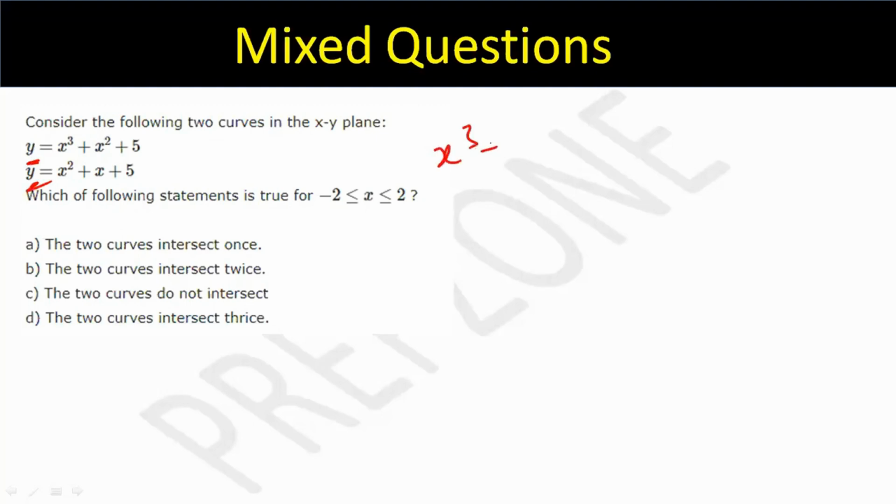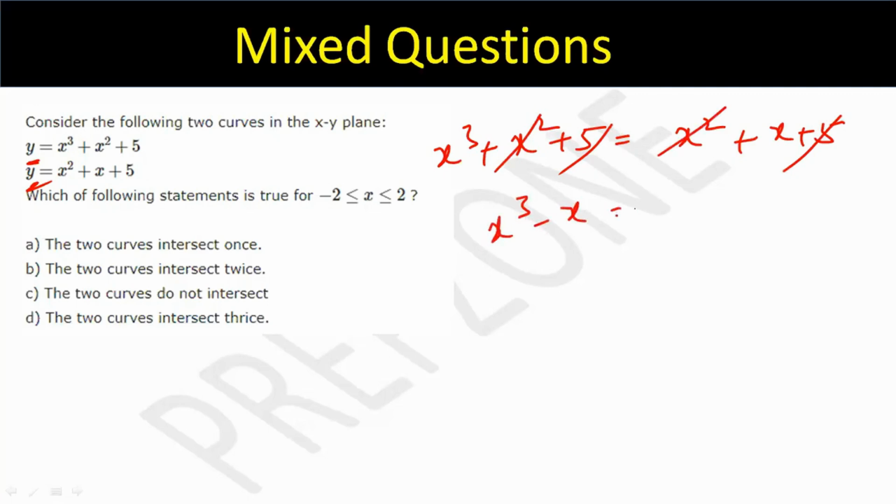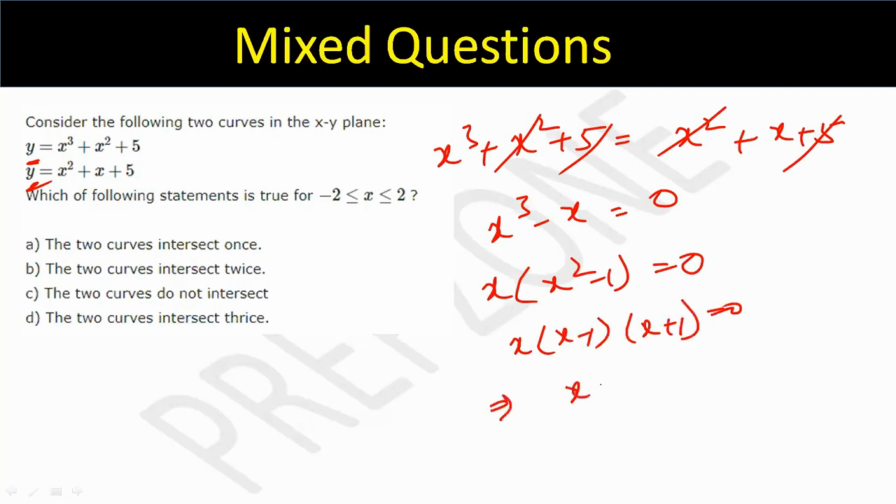So what you will do is x cube plus x square plus 5 is equals to x square plus x plus 5. Just equated, 5 will get cancelled, x square will get cancelled. So x cube is equals to x, which is nothing but x cube minus x is 0. To take x common, x square minus 1 is 0, which is same as this. So I can have 3 values of x, which can be -1, 0 and +1. Now it is given to you in the question that x lies from -2 to 2. So yes, all of these 3 values lie in my range. So answer has to be D.